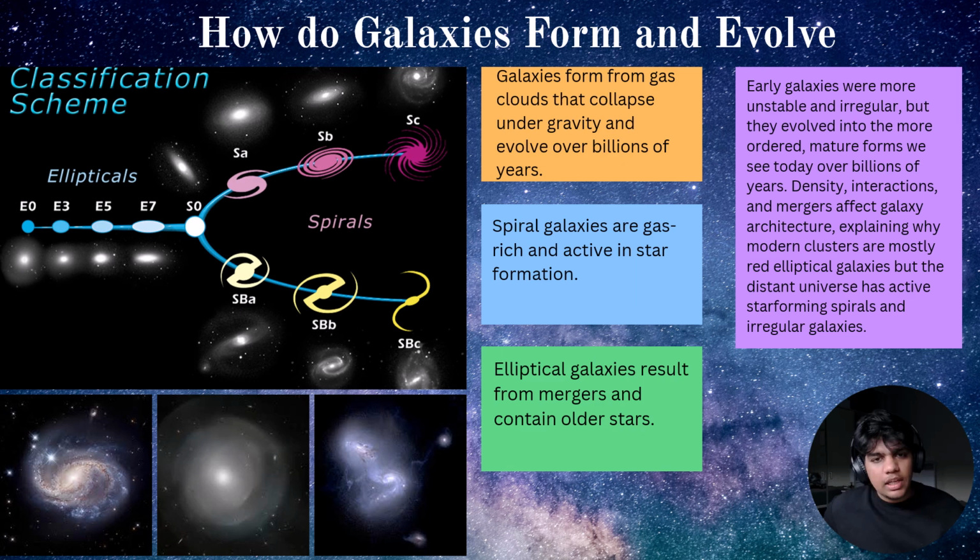In the early universe, galaxies were smaller, more irregular, and more dynamic. Over time, through mergers and environmental effects, they matured into the stable structures we see today.